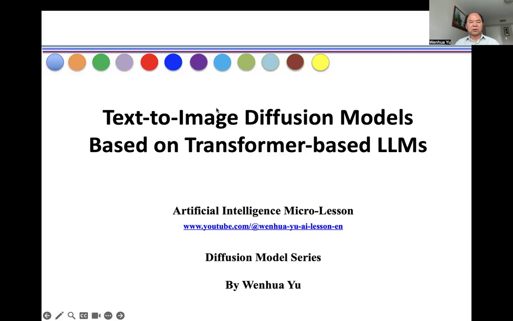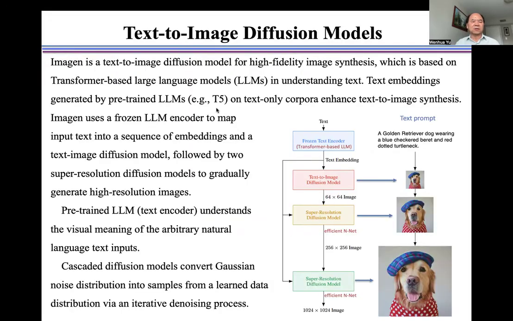In this video, I introduce text-to-image diffusion models based on transformer-based large language models. Imagen is a text-to-image diffusion model for high-fidelity image synthesis, which is based on transformer-based large language models in understanding text. Text embeddings generated by pre-trained large language models on text-only corpora enhance text-to-image synthesis.